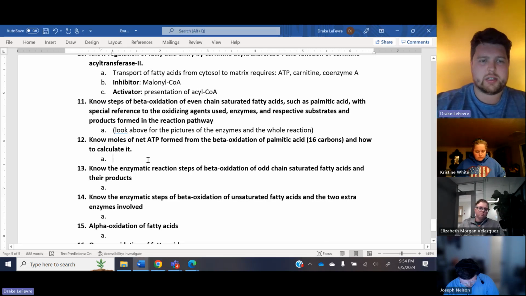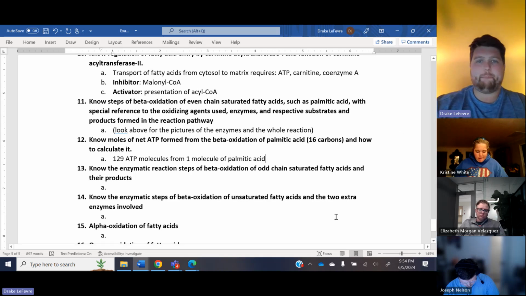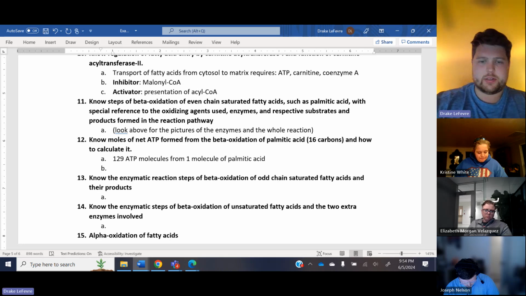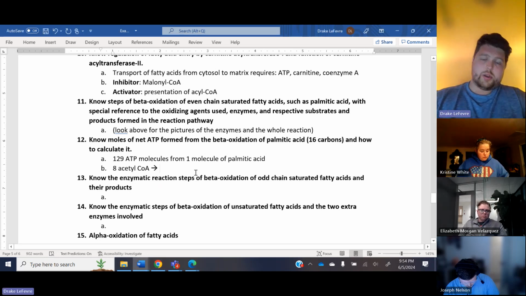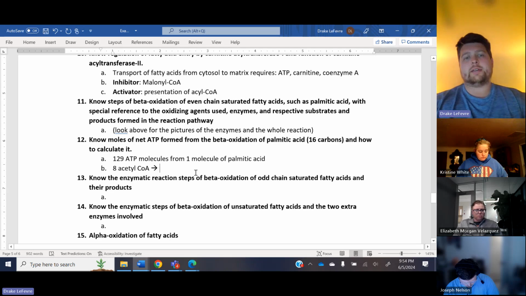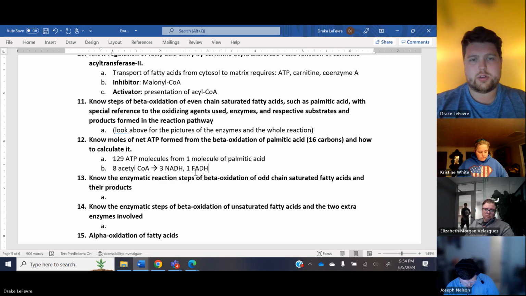I think in the book it does mention it. So there's 129 ATP molecules from one molecule of palmitic acid. And so there's 8 acetyl-CoA, which means each of those acetyl-CoA is going to produce in one turn of the citric acid cycle 3 NADH and 1 FADH2, as well as 1 GTP.